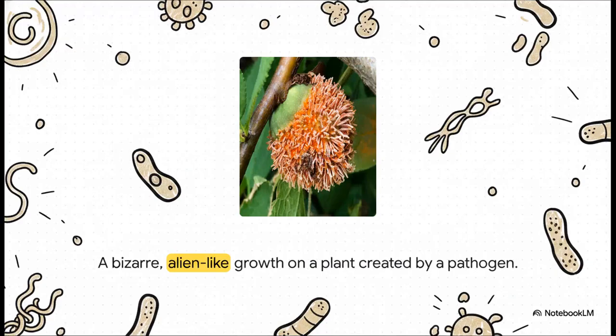Sometimes, the problem is so much more complicated than just a lack of water or a hungry caterpillar. I mean, look at this. This isn't damage from something. It's a structure that was created by an invisible hijacker. Something has literally taken over the plant's biology and forced it to grow this bizarre, almost alien-looking thing.